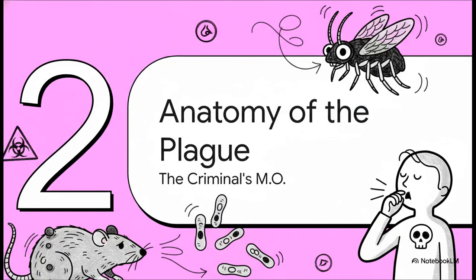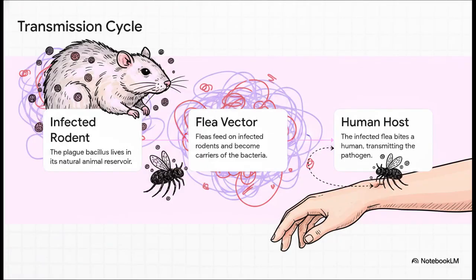Now, to really understand how this tiny bacterium caused so much chaos, we've got to dig into its MO, its modus operandi. How does it find its victims, and what does it do that's so incredibly devastating? The whole operation relies on this classic three-step cycle. It's simple, but it's brilliant.